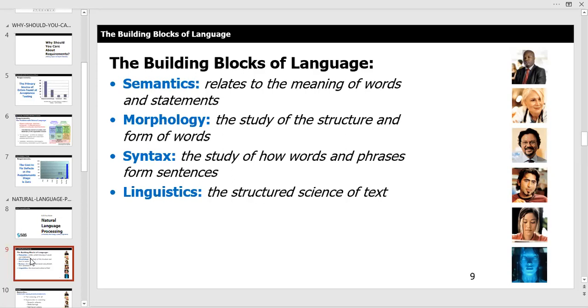Semantics relates to the meaning of words and statements. Morphology is the study of the structure and form of words. Syntax, the study of how words and phrases form sentences. And linguistics, the structured science of text.